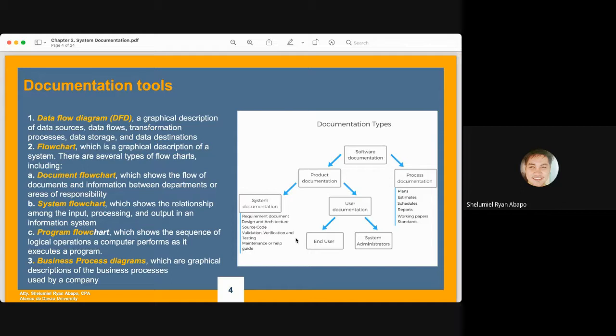So system documentation may also include a maintenance or help guide, and this is very important, especially if problems may arise, so there's a need for troubleshooting.